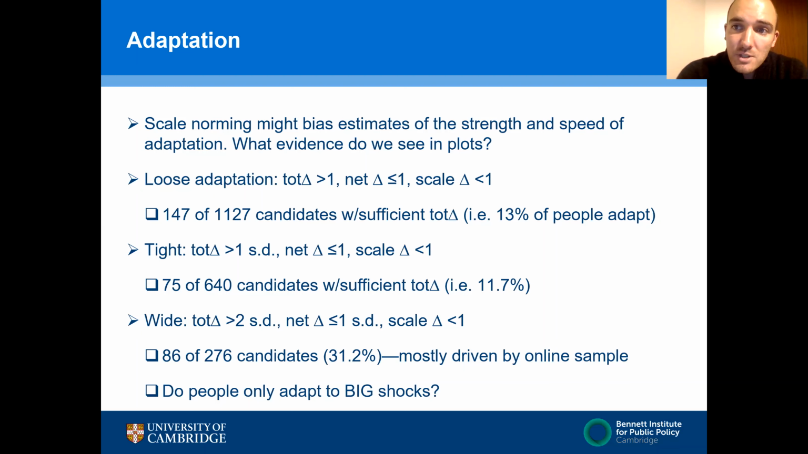If I adopt a wide definition where I say, well, maybe some people have had a huge change and they just haven't had enough time to come back down. So I say maybe two standard deviations of change, and they haven't adapted all the way. So we've got a net change of less than one standard deviation, so less than 3.5, and a scale change of less than 1. And still here, interestingly, we see a much larger number. About 30% of these candidates have adapted. So one question I have is, well, maybe people only adapt to big shocks. And it's possible that we have a kind of erroneous understanding here, because most of the literature looks at big shocks like spinal injury and divorce and that sort of thing. Maybe people don't adapt to more mundane stuff. I think this would be interesting to pursue further.